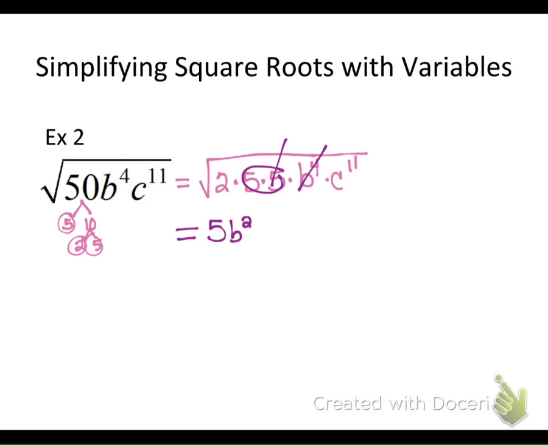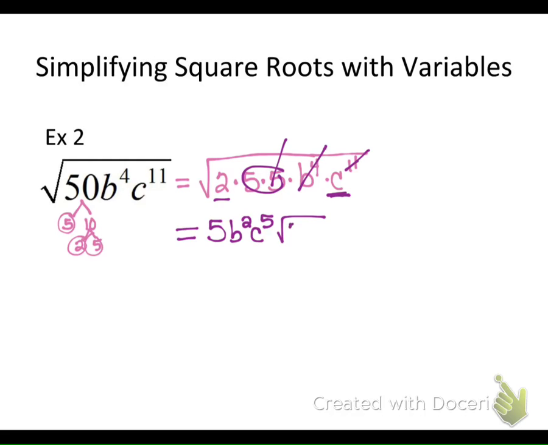So b to the 4th, it's an even number. Evens always cancel with the square root, and then you take half of it. B to the 2nd. Now, c to the 11th, odd or even? So if it's odd, I know that I'm going to have one variable c left on the inside. So take 1 away from 11, you get what? So take 11 minus 1, you get 10, because we know this 1 c is going to be stuck here. What's half of 10? 5. So c to the 5th. That's my outside. So what do I have left on the inside?